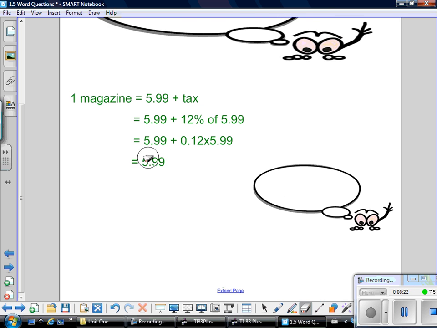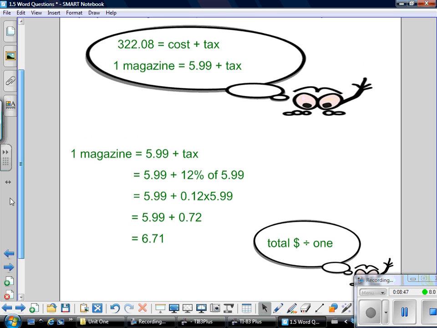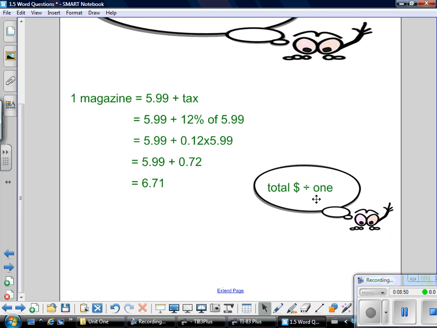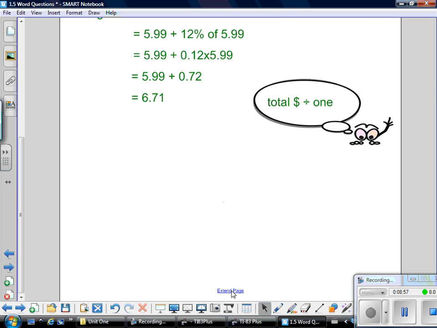So that's my next line in my solution. So it's going to be $5.99 plus 72 cents. If I add these two numbers together, then what I end up having is $6.71. So what I found here is this is the total for one magazine. So now if I take the total money, which was the $322.08, and divide it by one magazine, that should tell me how many magazines Caitlin's actually purchased.